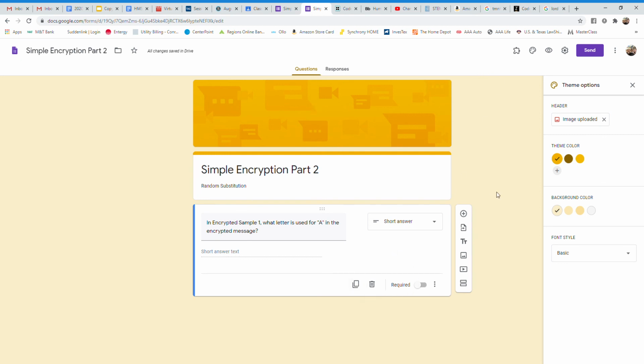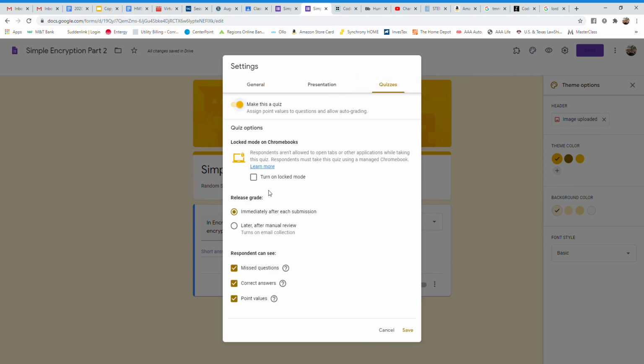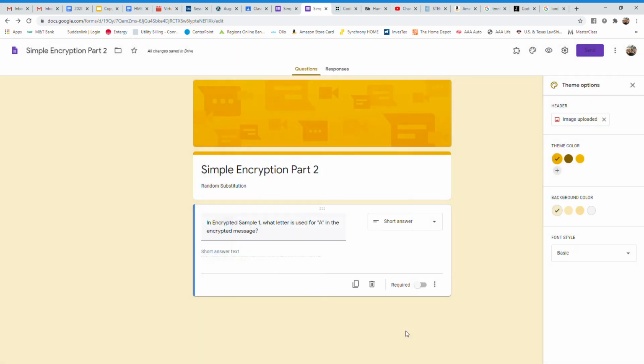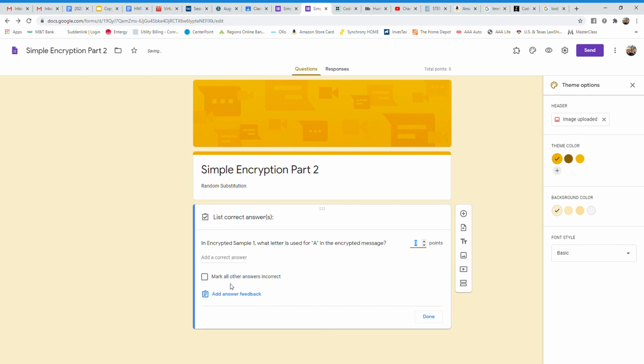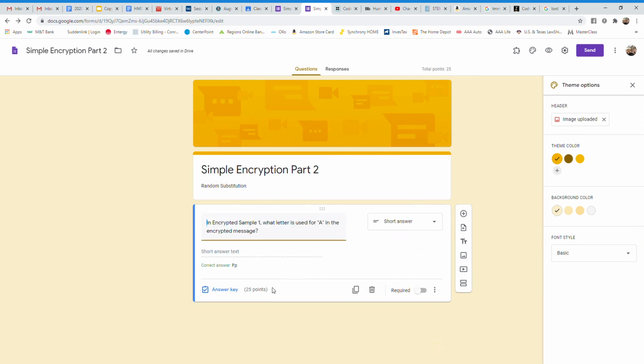Actually, let's set this up as a quiz. I don't want you to see the correct answers unless you've done it correctly. Save it. Answer key. The correct answer is P or lowercase p, whichever one you put in, and it's going to be 25 points for each. Okay, so there you go.